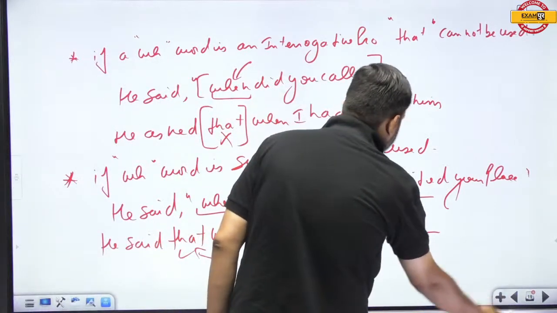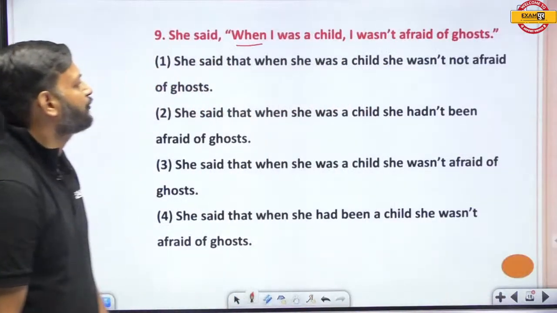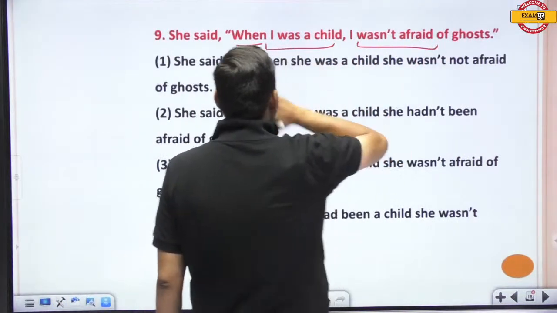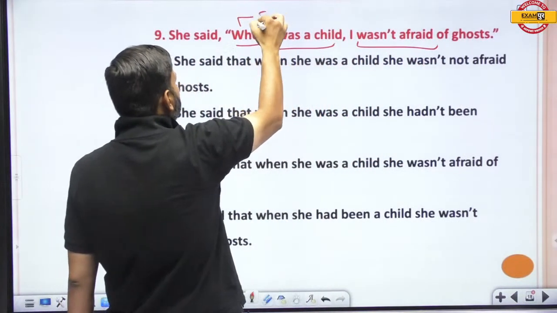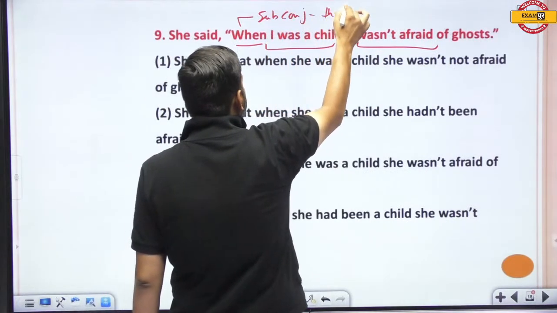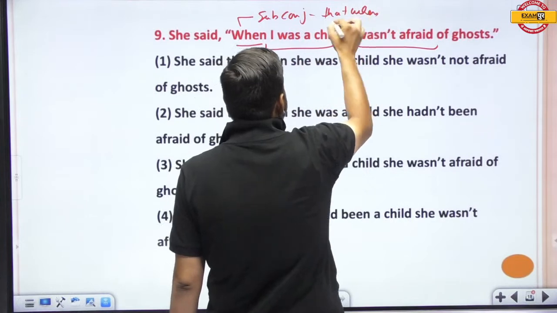So now let's move towards the question. She said, when I was a child. So here we have two clauses. That means this when is a subordinate conjunction, and if this is a subordinate conjunction, it must be used with that.